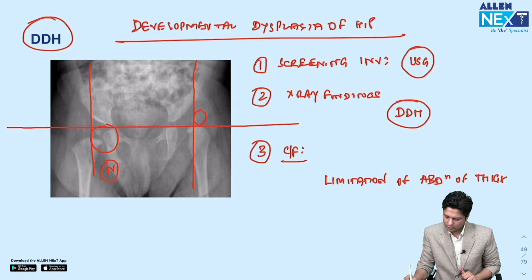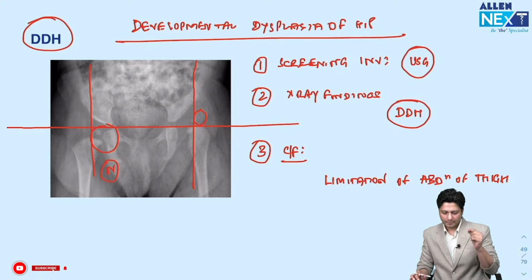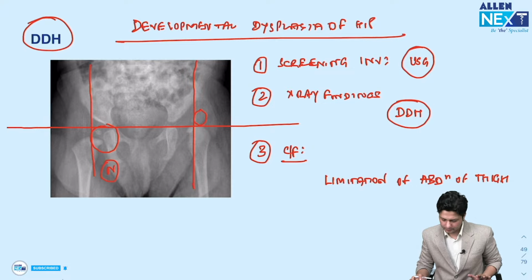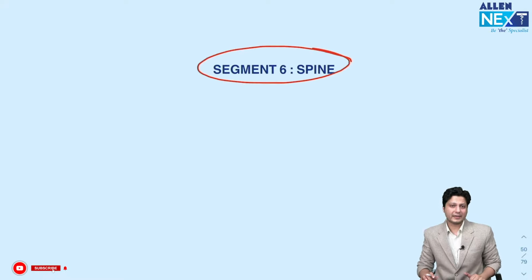The thigh is going to have a limitation of abduction in case of developmental dysplasia of the hip joint. Right. So these are the things that you have to remember, at least at this point of time, for this pediatric segment.